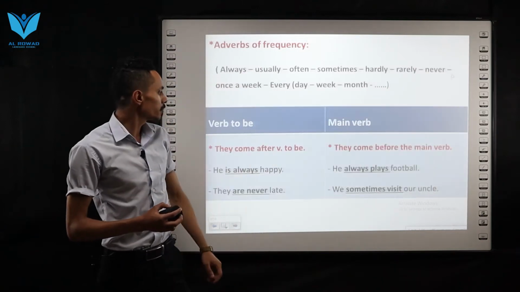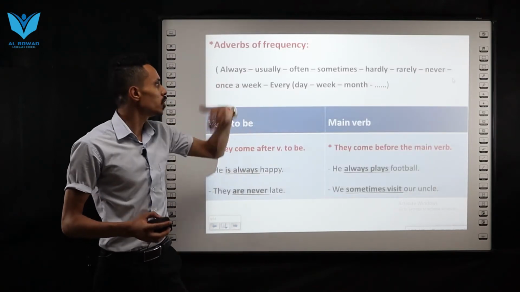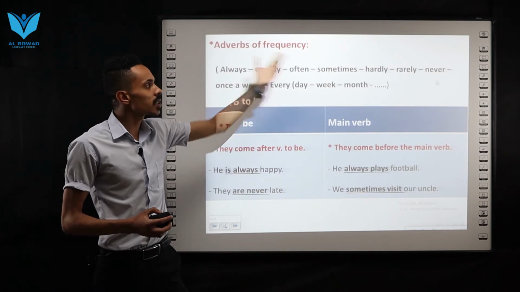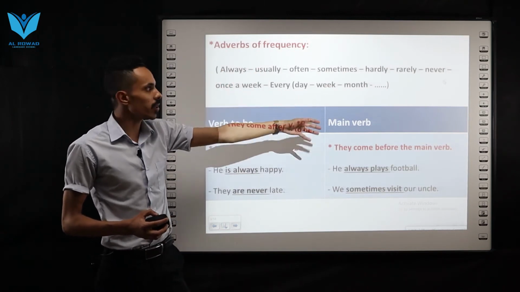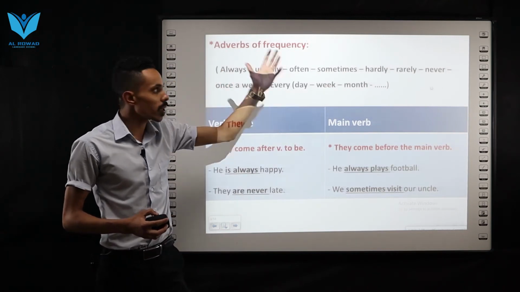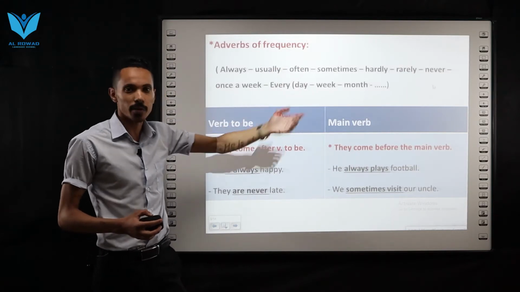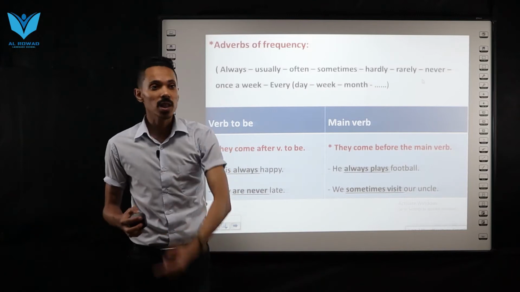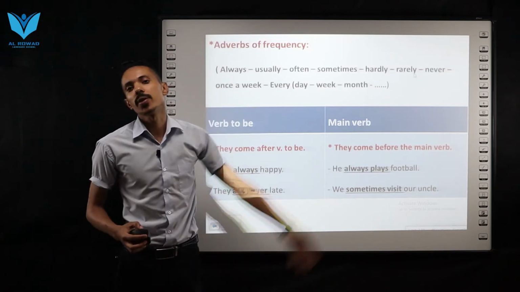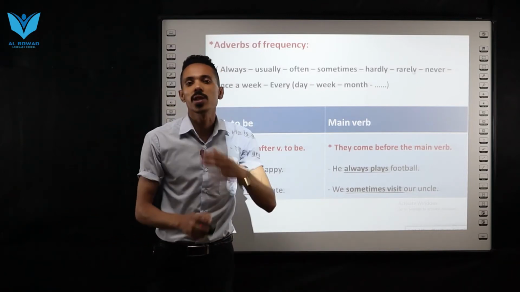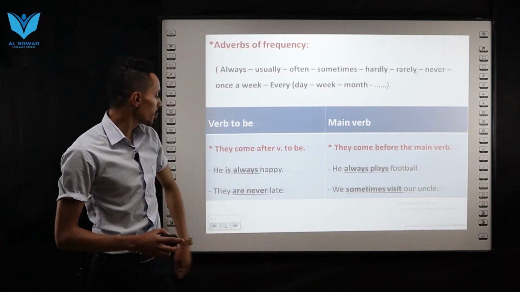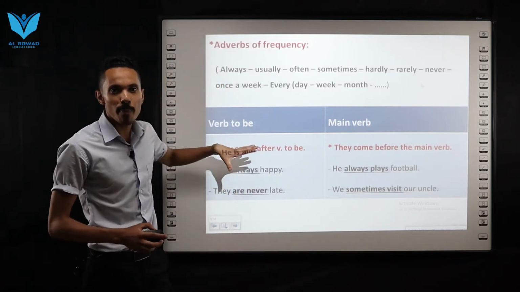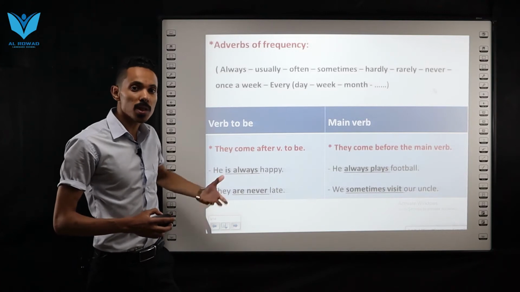For example here, always, usually, often, sometimes, hardly ever, and rarely. Rarely also means hardly ever, meaning one day a week or one day a month or one day a year. And after that, never, this means I don't do this habit. So here, for example, he is always happy. The sentence is present simple.